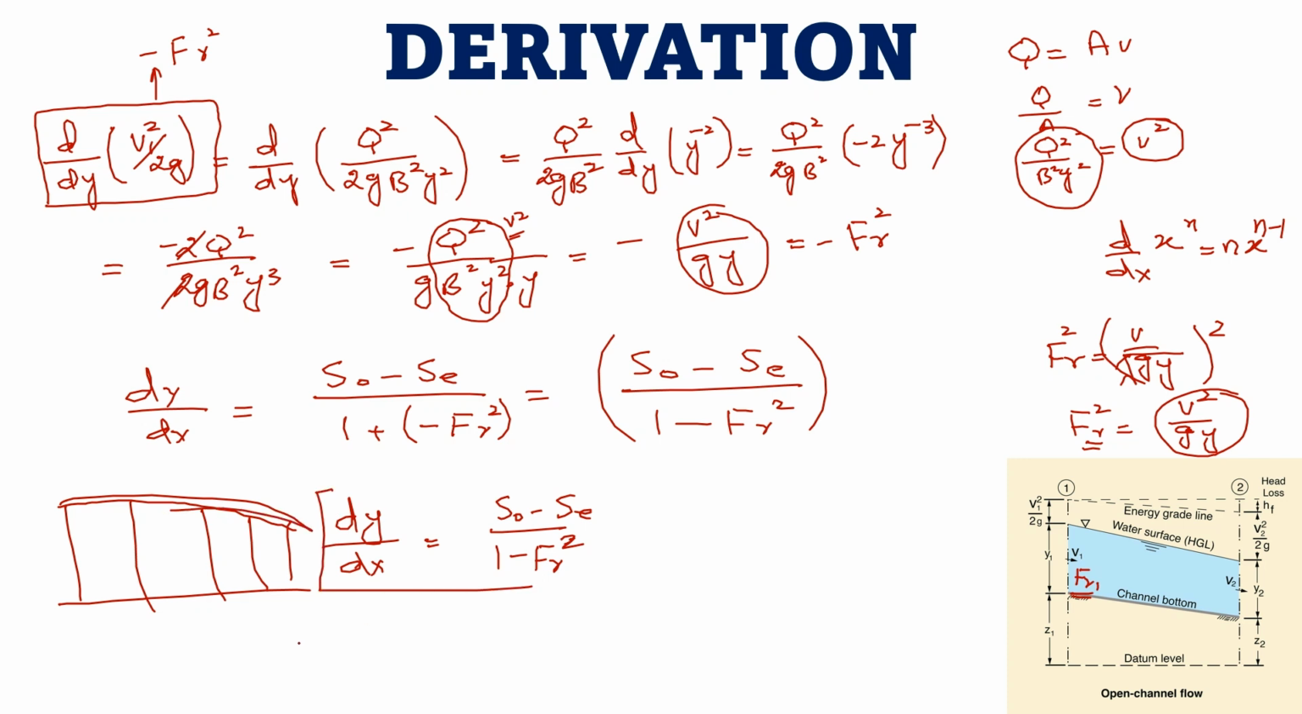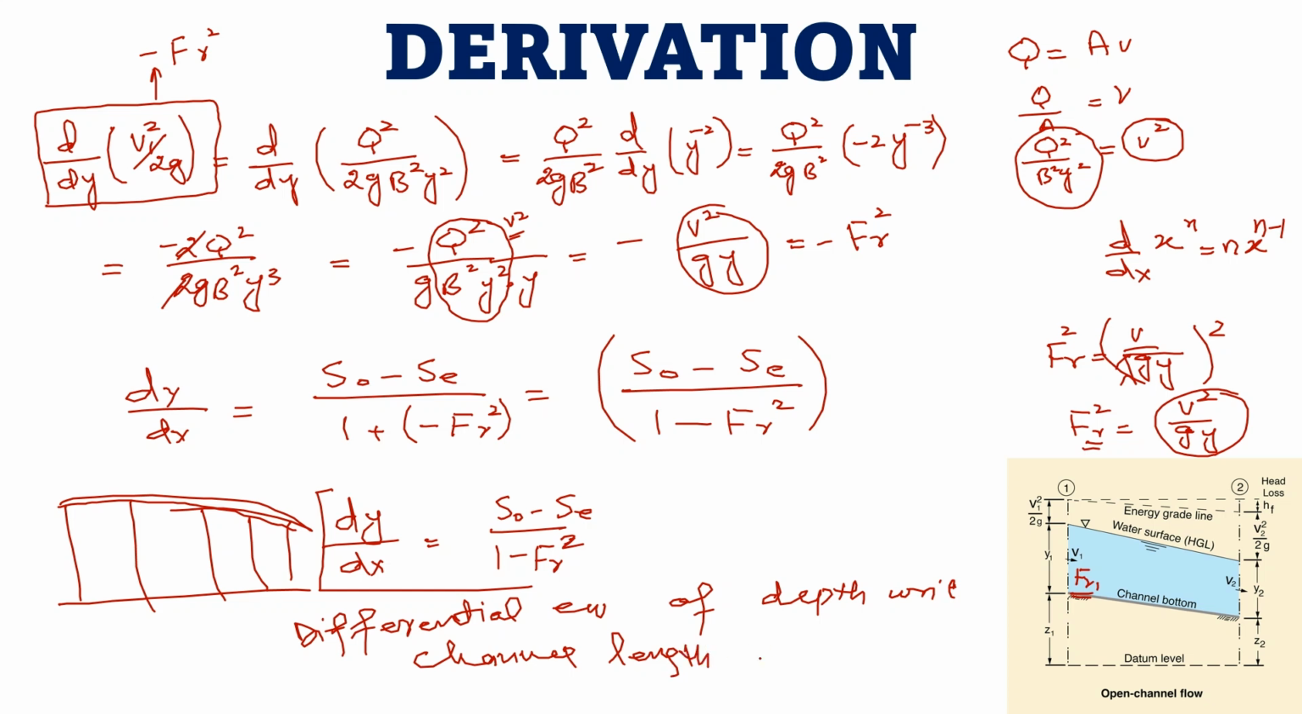This equation is known as the differential equation of depth or water depth with respect to channel length for gradually varied flow. So this is the final derivation of differential equation for gradually varied flow.